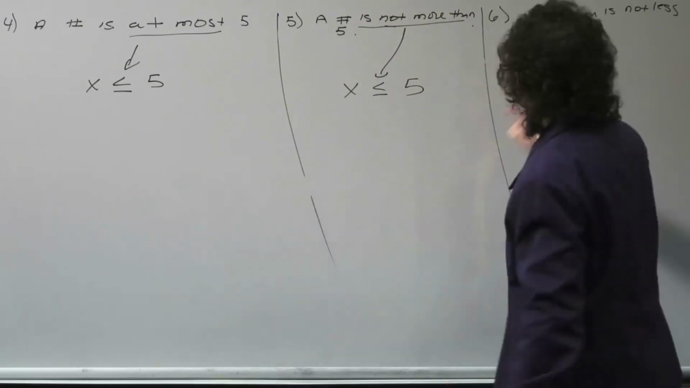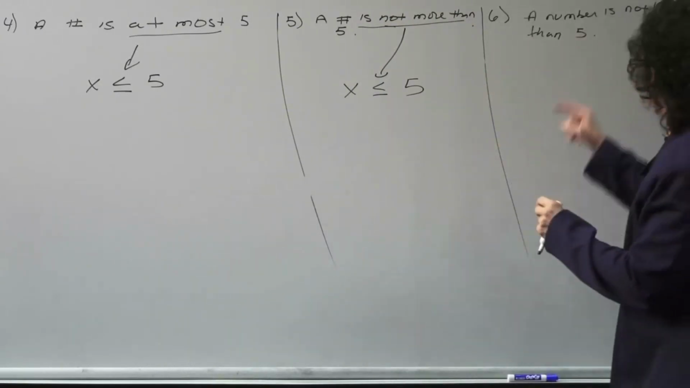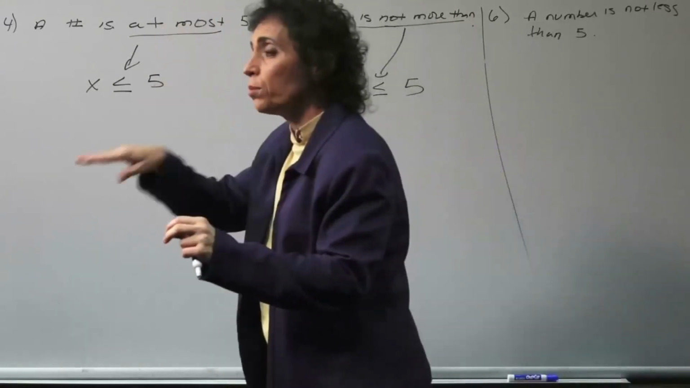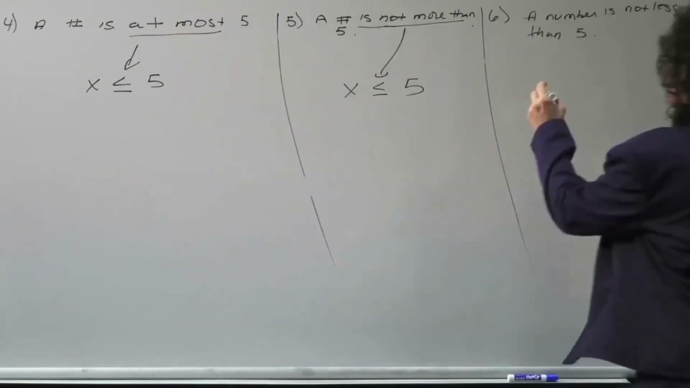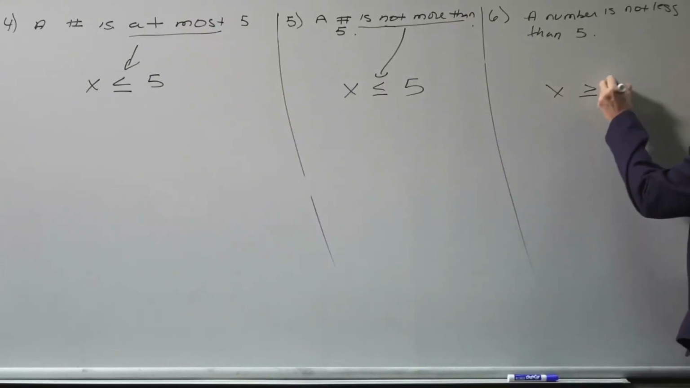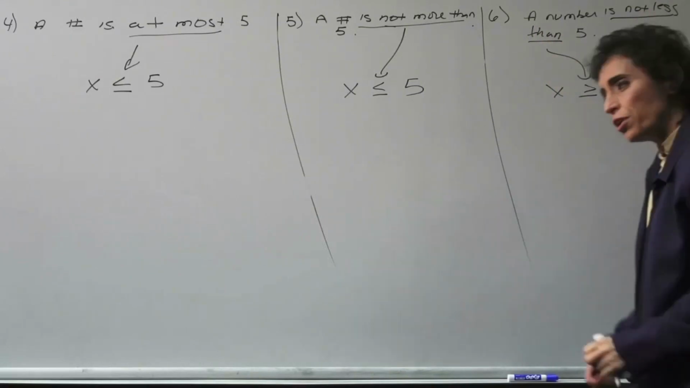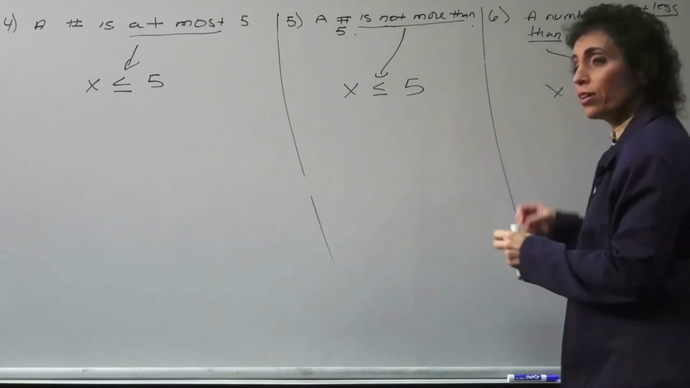Pretty cool. Same thing here. It's trichotomy. It says it's not less than. Well, if you're not less than, you could either be greater than or you could be equal to. So x is greater than or equal to 5. So is not less than is the symbol greater than or equal to 5. I hope you did okay with those.